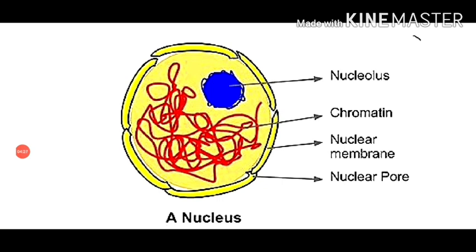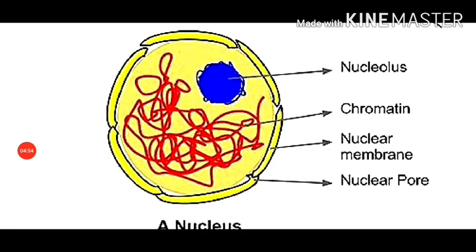Let's now move on to the most important component of the living cell, that is nucleus. Nucleus is generally spherical and is located in the center of the cell. It can be stained and can be easily seen with the help of a microscope. It consists of nuclear membrane, nucleoplasm, nucleolus, and nuclear material. Now, let's discuss about each of the part of the nucleus in detail. Firstly, talking about nuclear membrane.